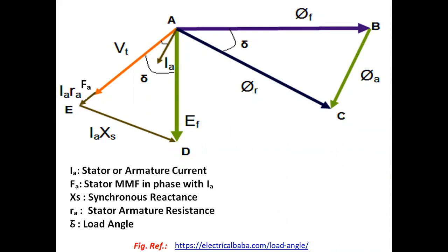See the phasor diagram. Ia is the stator or armature current, Fa is the stator MMF in phase with Ia, Xs is the synchronous reactance, Ra is the stator armature resistance, and delta is the load angle.